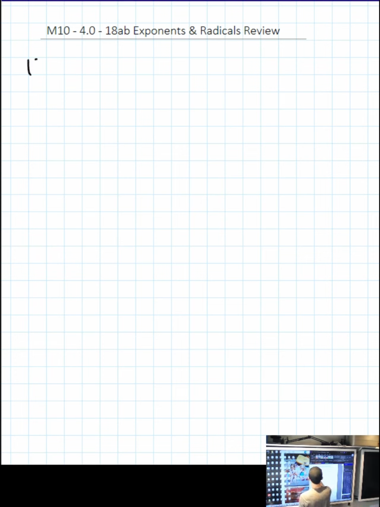Okay, 18a. Estimate the following square roots. Square root of 6. What we know is that we can draw a number line and put square roots that we know. A number that we know below square root of 6 is the square root of 4, and above is the square root of 9. The square root of 4 is 2, and the square root of 9 is 3.